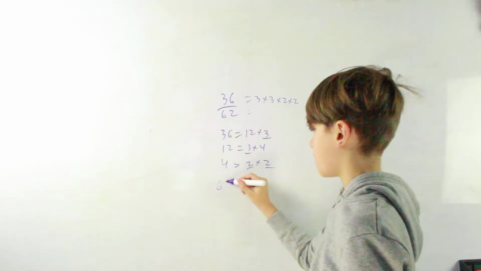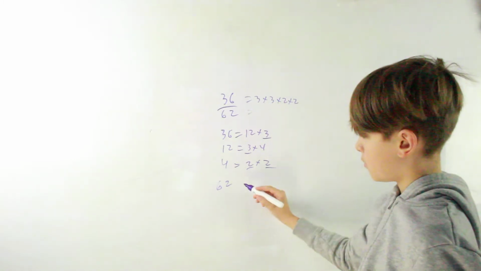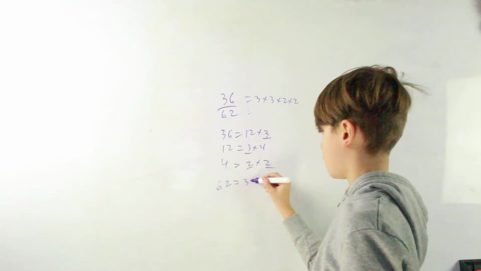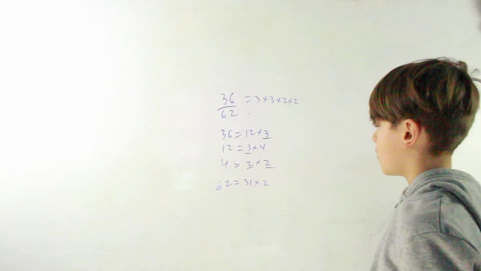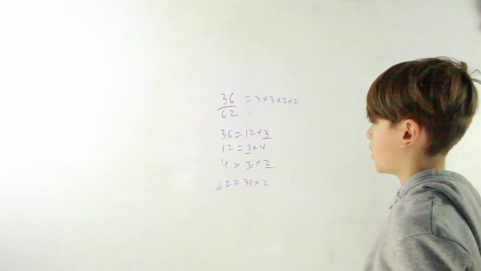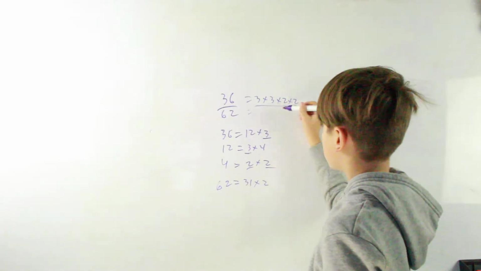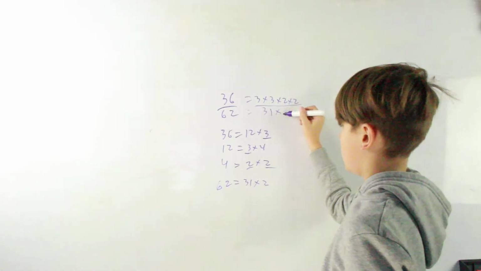62, larger, so 31 times 2. 31 is coincidentally a prime number, so 62 equals 31 times 2.